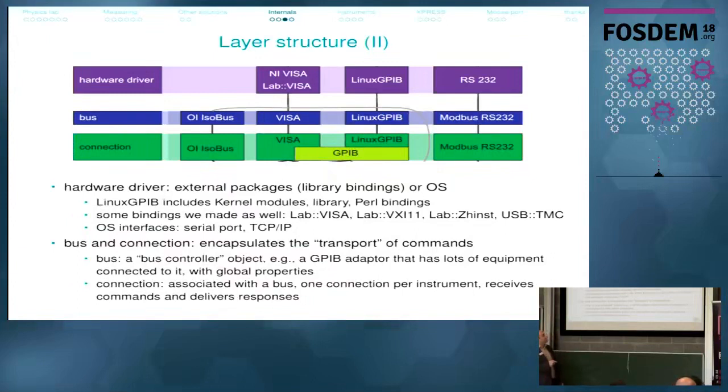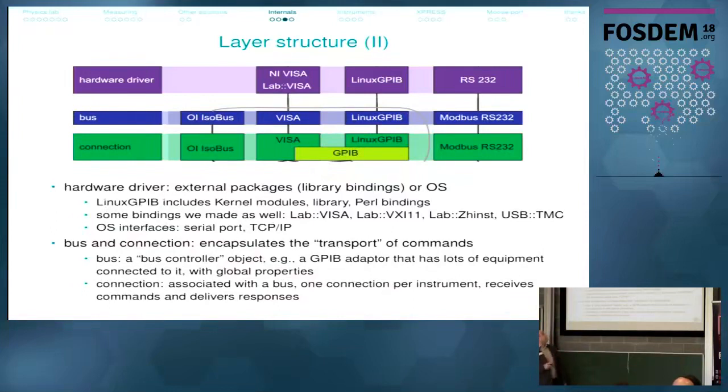Some bindings we also do ourselves. There's the Snap Visa package, which binds to the National Instruments Visa library. There's a Lab VXI11, which basically implements that protocol on top of TCP. USB TMC, which uses libusb to implement this test and measurement protocol. There is also a Linux kernel driver for that protocol, but it's a bit inflexible.